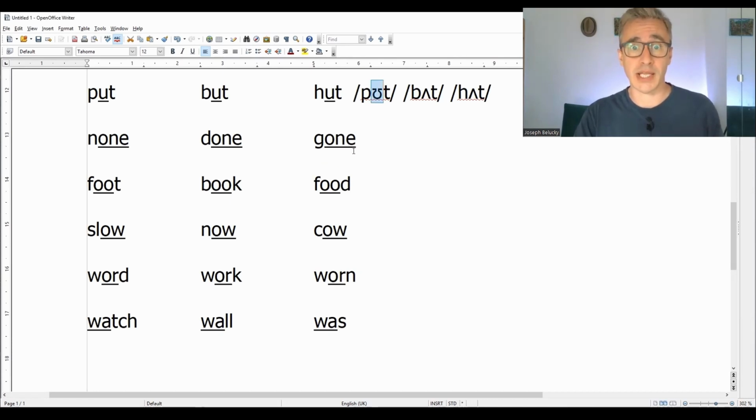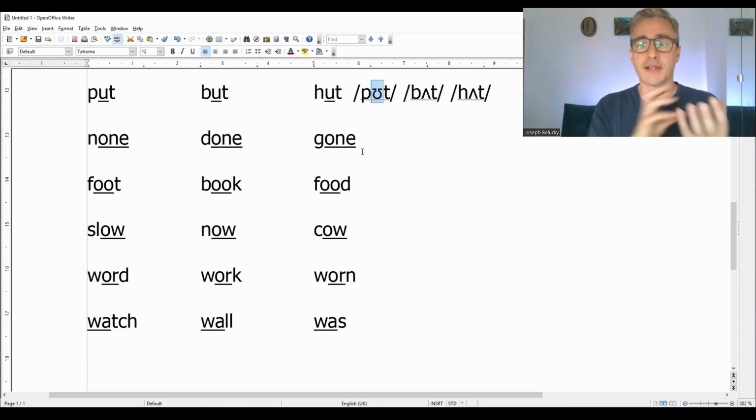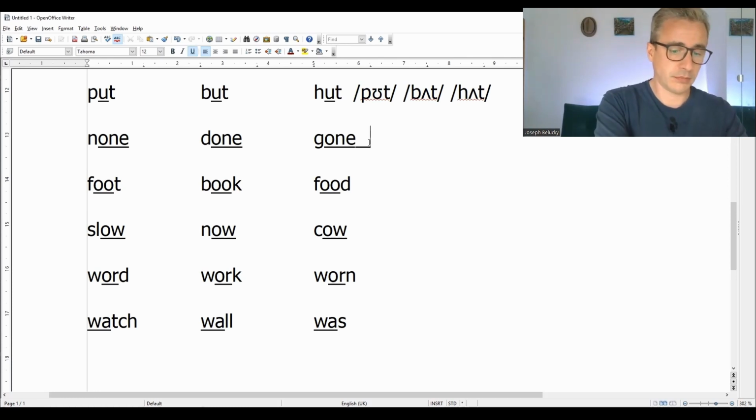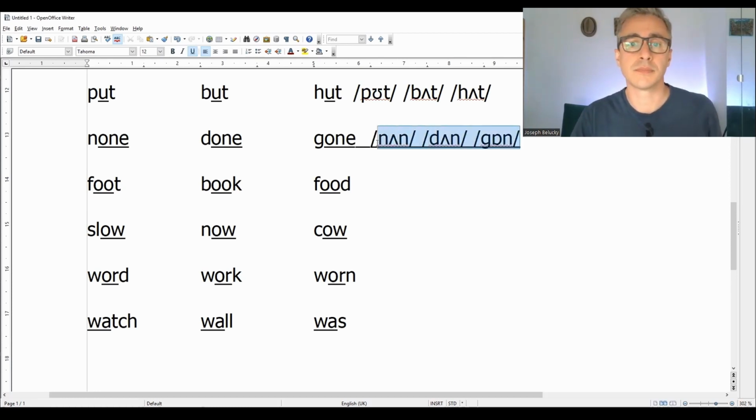None, done, gone. So it's this vowel sound really here. Remember, the E at the end of the word is almost always silent. Sometimes it affects the vowel before. So it's just that O we're looking at, and as you can see, they are quite different here. So none, done, gone. Just take that O and N. It's the 'on'. Here it's the 'un'. So yeah, this is the different one. Good.